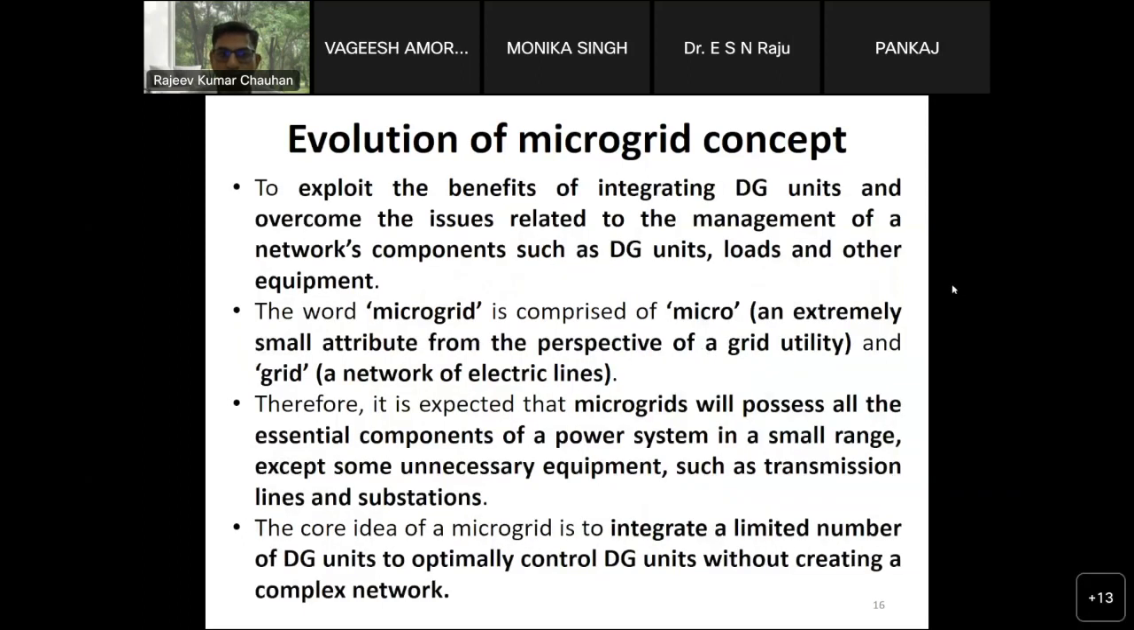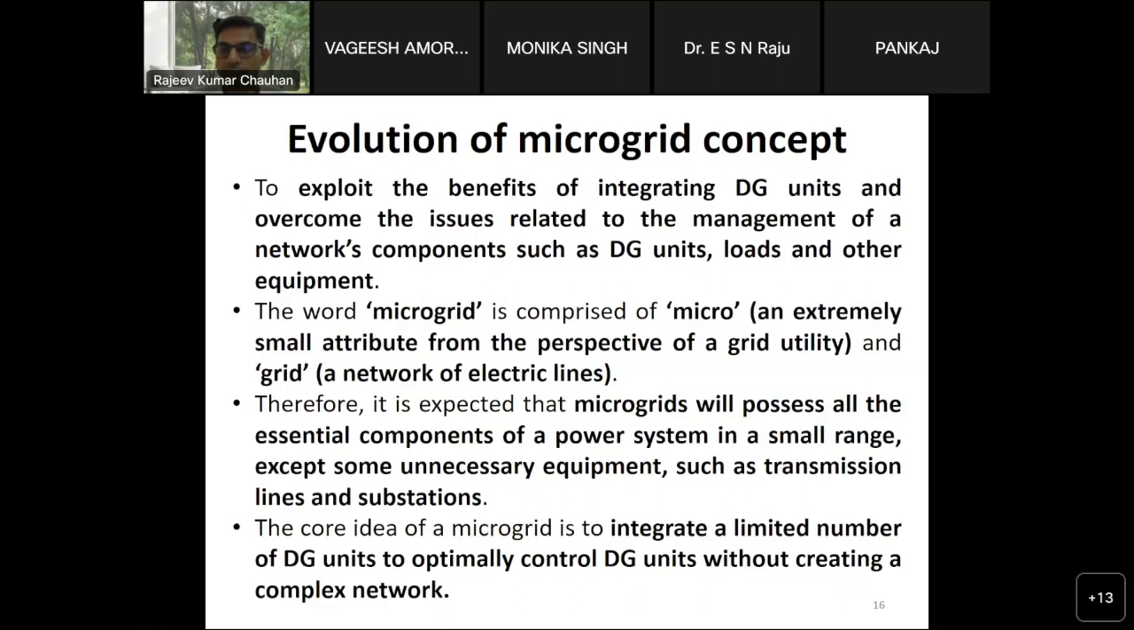So as we can see, we have some advantages, some benefits with the DC integration. Also, we have some issues with the DC integration. So instead of controlling all the DCs independently, it's better to combine a few DCs, so then we can have one small scale system. Then we can integrate that system into the grid. That would be the better way to get the benefits of integrating the DC units, as well as overcoming the issues with the management of all the DC network components independently.